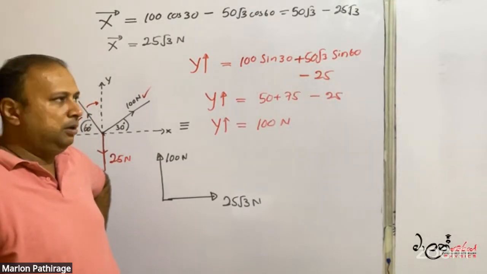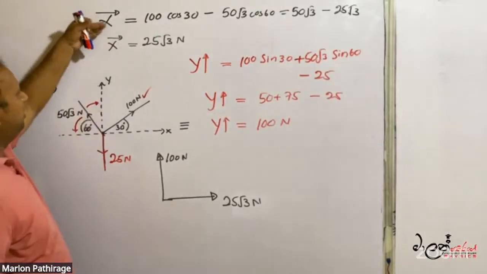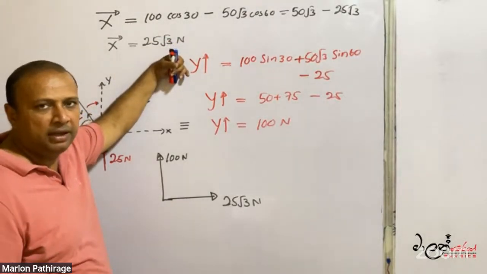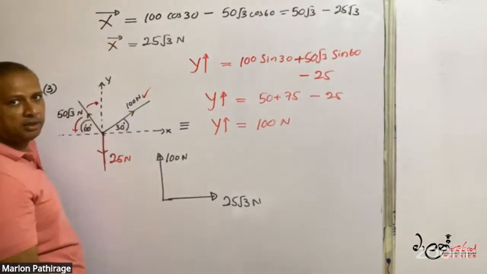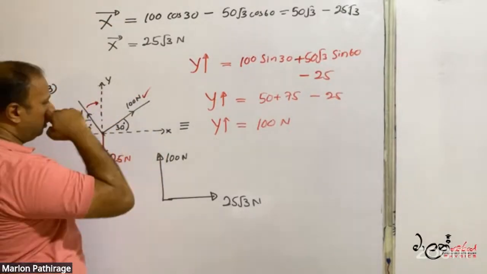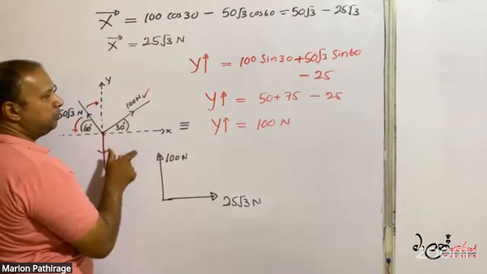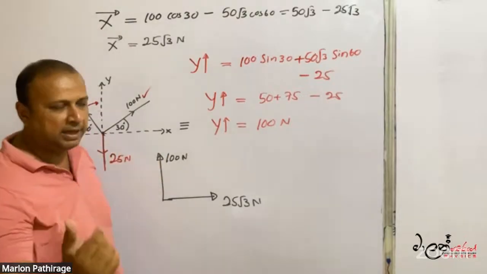You have to consider a direction. So if the resolved vector is in that direction it will be positive. If the resolved vector is in the other direction it will be negative. Come on, write it down.